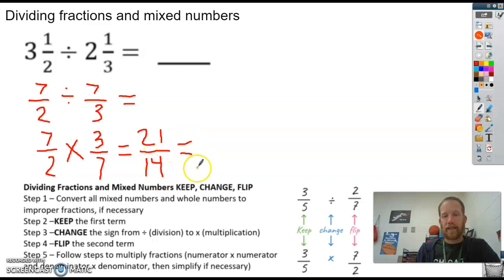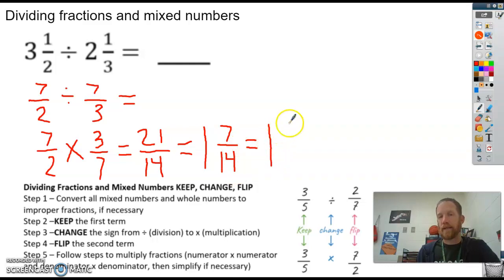And then finally, I can simplify by asking myself, how many times does 14 go into 21? 1 time. What's left over? 7 out of 14. And we should recognize that 7/14 is equivalent to 1/2. And so what I've done is I've taken 3 1/2 divided by 2 and 1/3, and that would be equal to 1 1/2.